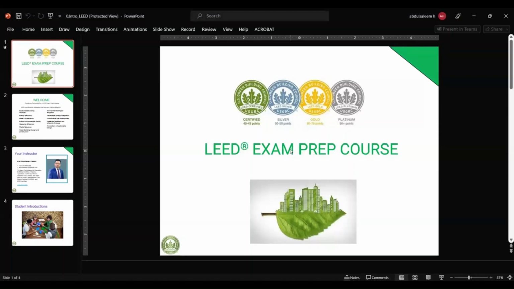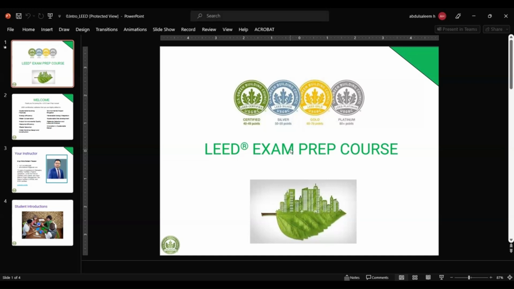Okay. So LEED is actually a certification. It's like Leadership in Energy and Environmental Design. It's actually from the United States of America. They have the sustainability standard, which is called LEED. Similar standards are available in different countries.